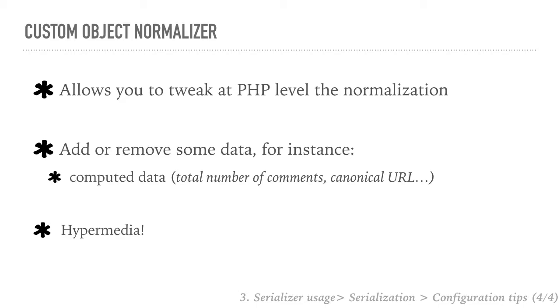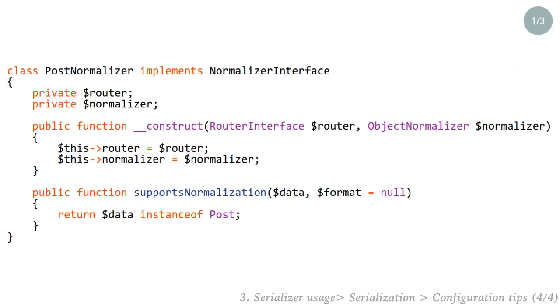So in here, I'm going to add some computed data to add the total number of comments, and also the canonical URL of the current post. Okay? Maybe you know this kind of thing because it's called hypermedia. For people that know about REST APIs, I'm talking about the 3rd level of the Richardson model. And yeah, thanks to it, you can access this level. So in here, I am in my custom normalizer. So I'm creating a brand new class.